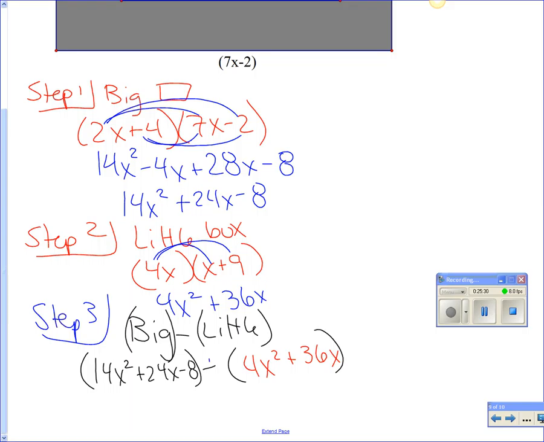So that becomes a negative. So what is 14x squared minus 4x squared? And what is 24x minus 36x? And then there's one more thing that has to go in your answer. Negative 8.